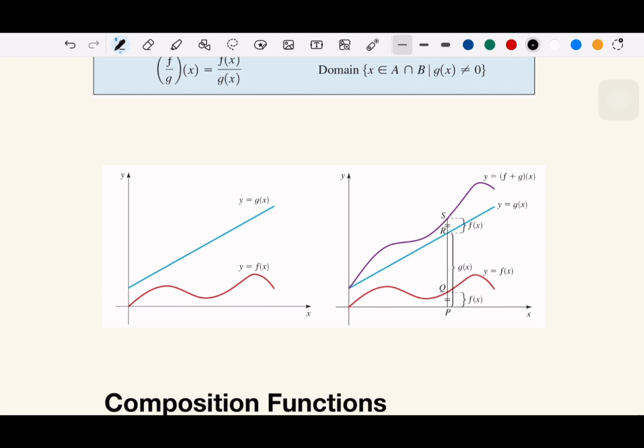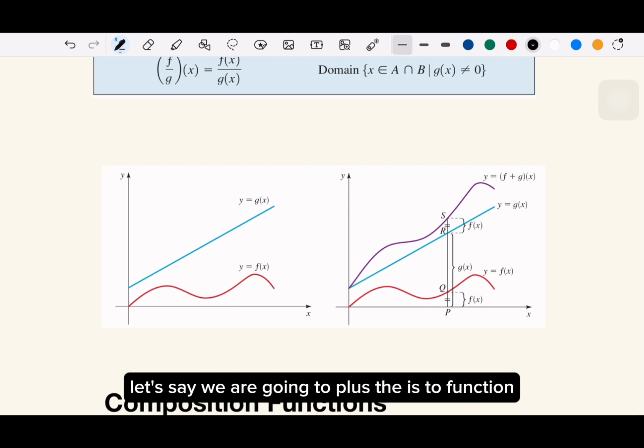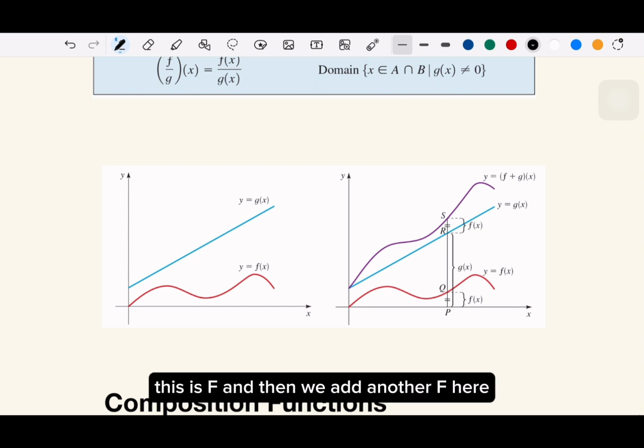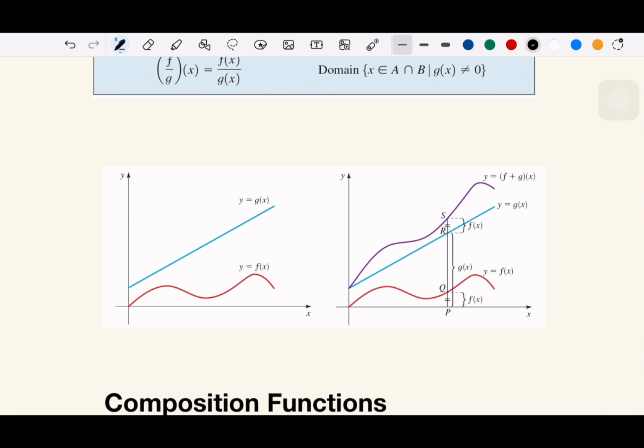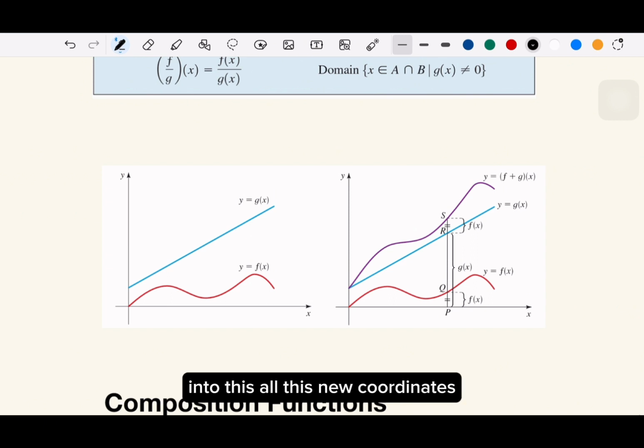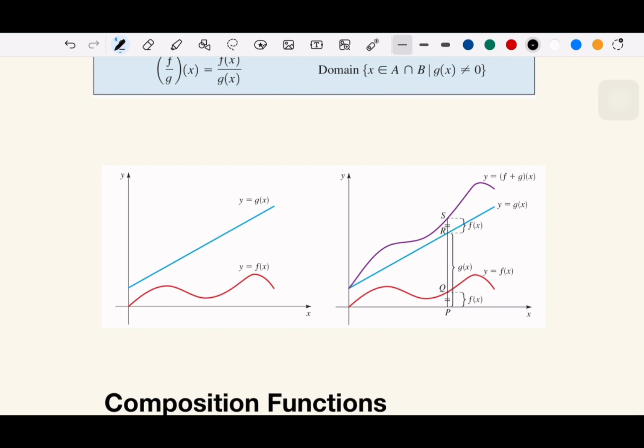Let's say we are going to add these two functions. This is f and g. So this is f, this is g. This is g, this is f, and then we add another f here, which means taking all this part here, and then we are translating these functions into all these new coordinates.